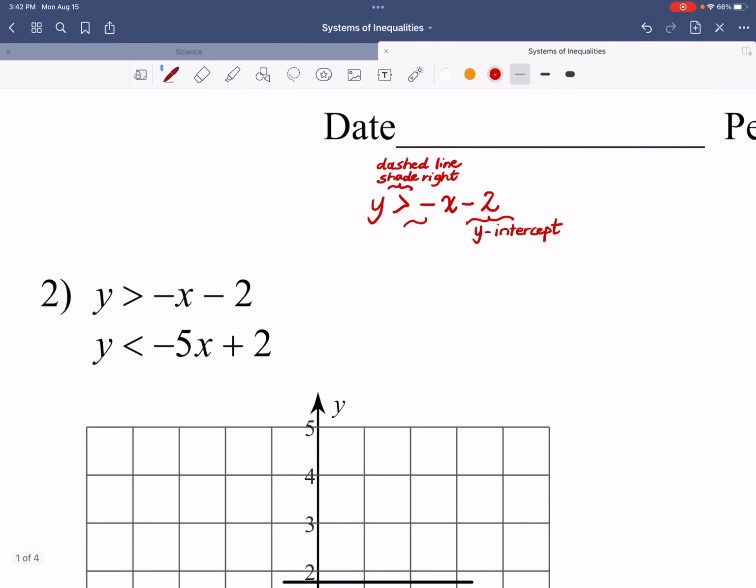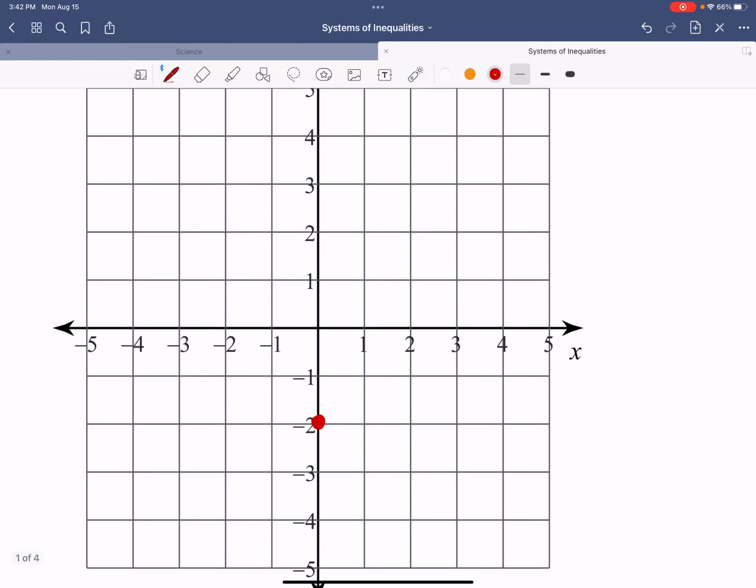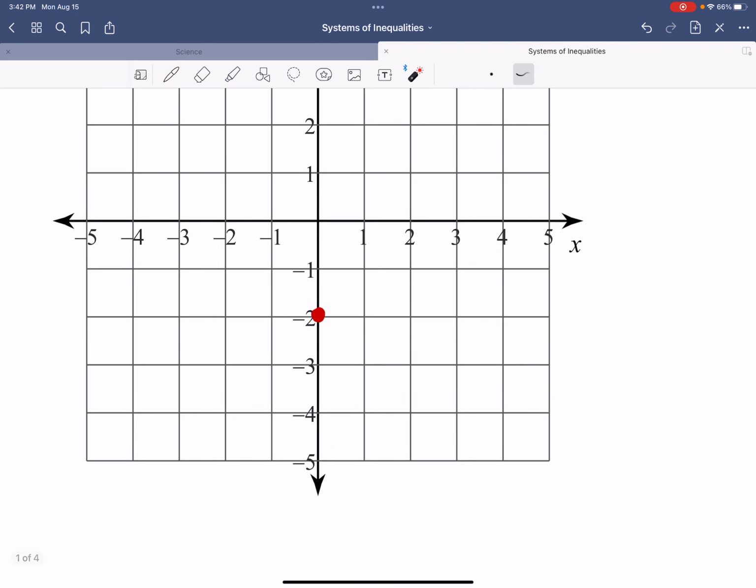And then slope. Remember, negative x is the same as negative 1x, and I can put a 1 underneath without changing the value. So we will move down 1 over 1, down 1 over 1, down 1 over 1, starting from this point. That's where the points will go. That is a slope of negative 1. We're moving one box every time in the negative direction.